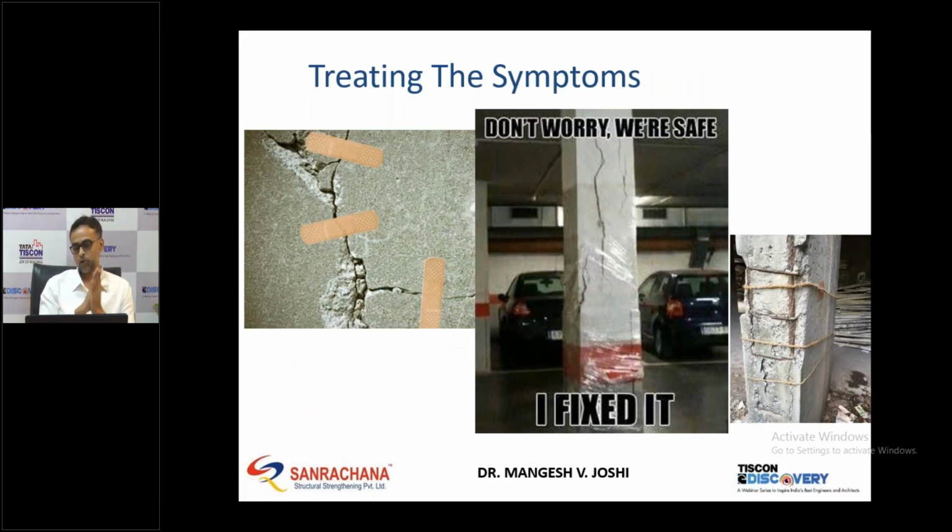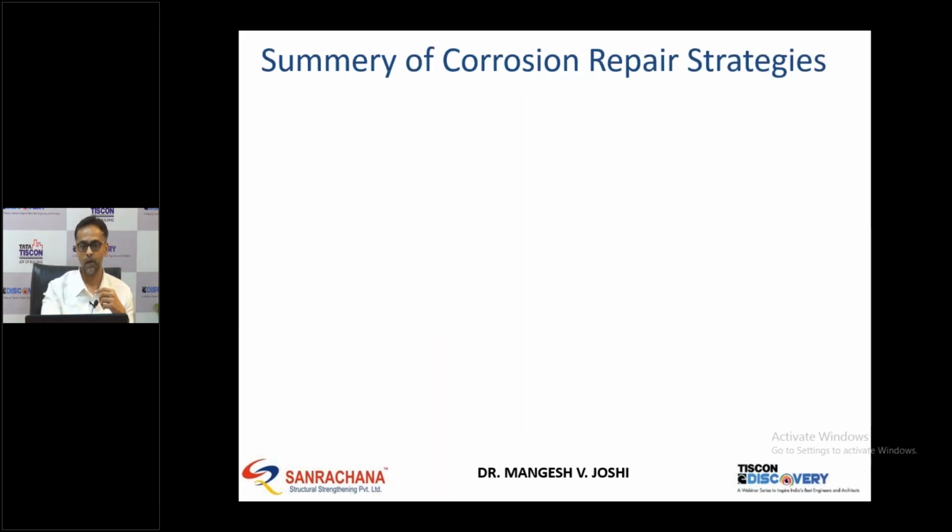So let's come to the solution. You know how steel corrodes, and once steel corrodes, you get this type of spalling. What I found is that we try to do some quick fix, and we try to do funny solutions, but that doesn't really work. We try to treat symptoms, whereas we need to try and fix the root causes of the corrosion. Treating symptoms will not help in addressing the problem.